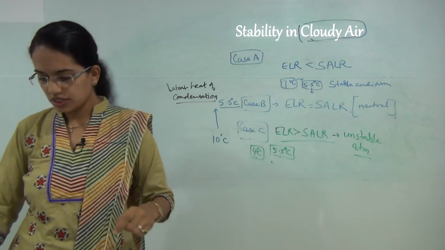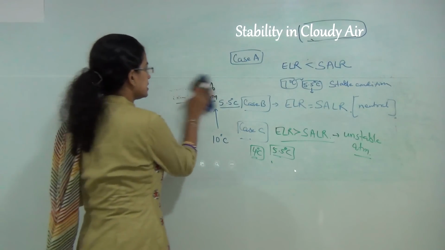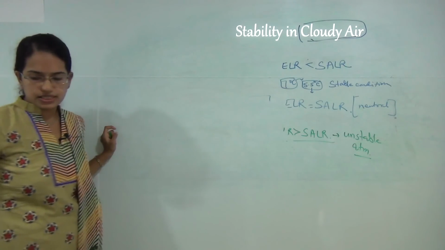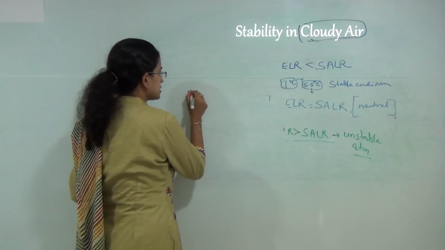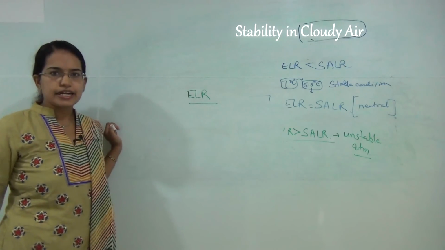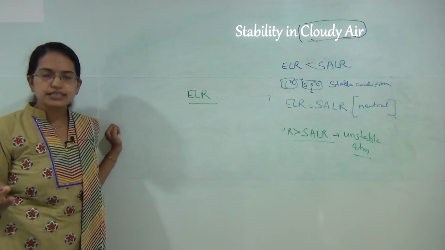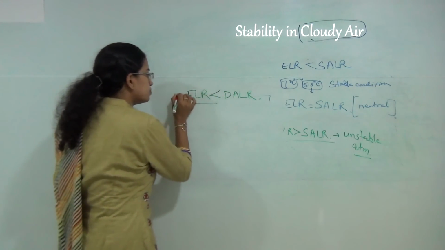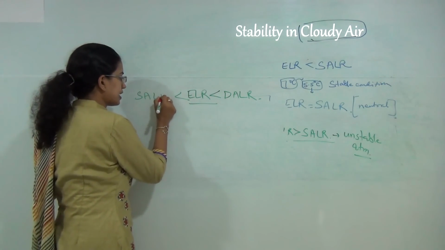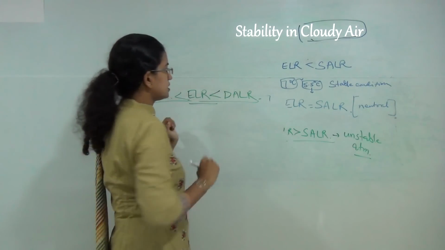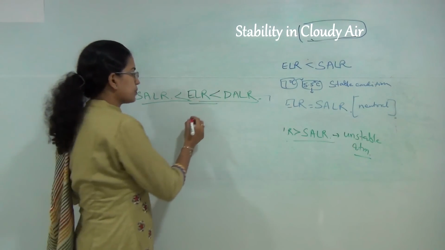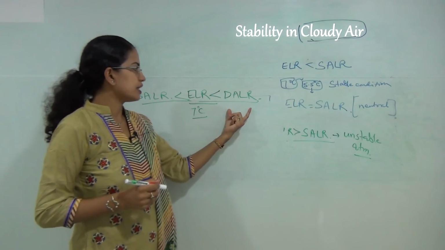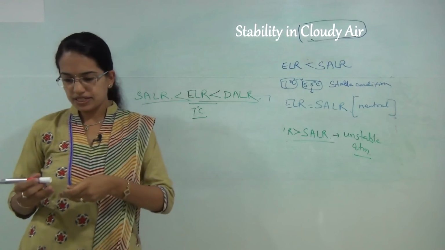Now let's move on to the conditional unstable case. Under the conditional case, I say the environmental lapse rate in this situation is less than the dry adiabatic lapse rate. However, it is more than the saturated adiabatic lapse rate. How do we understand this? Let's say, for example, the surrounding air temperature is at 7 degrees Celsius. However, you have the air parcel which is at a lesser temperature than this.